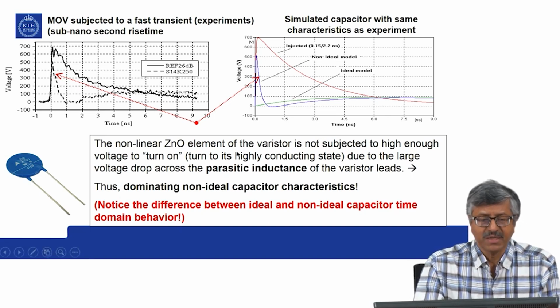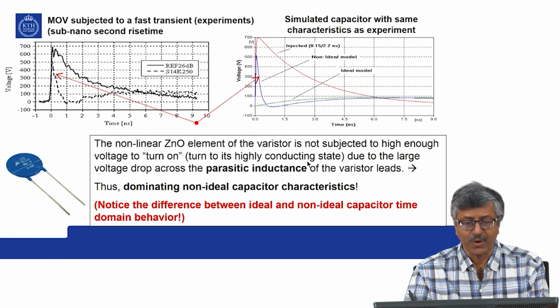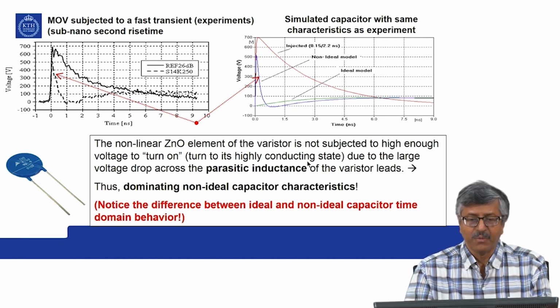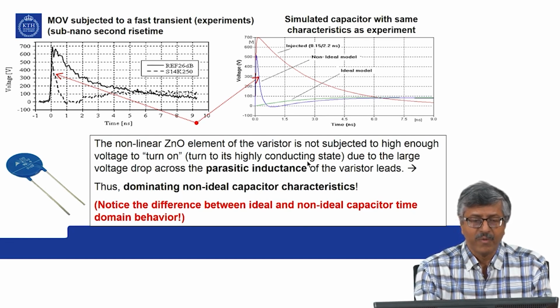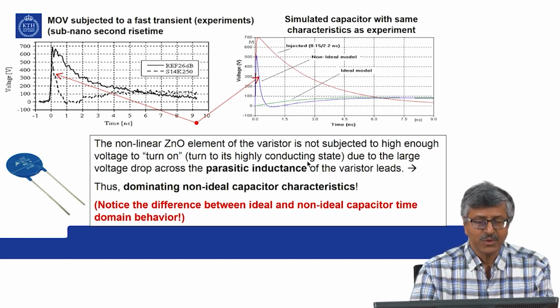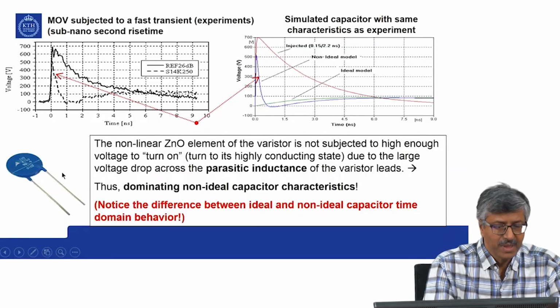The nonlinear zinc oxide element of the varistor is not subjected to high enough voltage to turn on due to the large voltage drop across the parasitic inductance. So, what it shows is that when a varistor is connected and if you have very long leads and if it is subjected to extremely fast rise time voltages, then there is a drop across this inductor. So, this may be like an inductor.